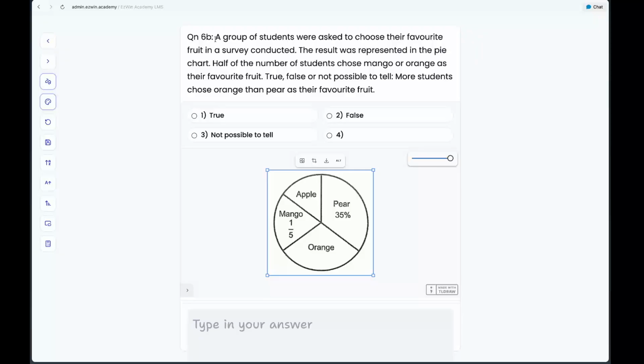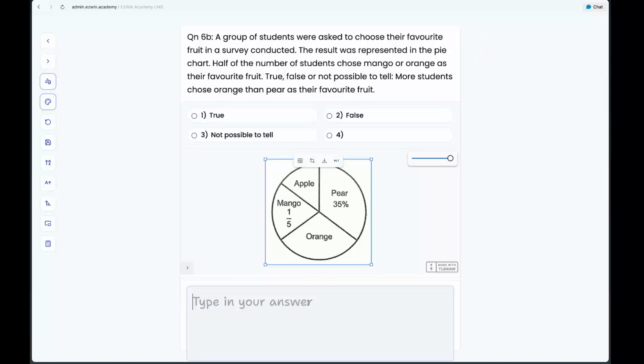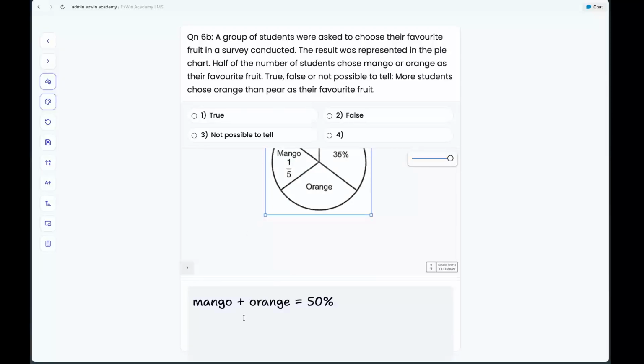The question 6, part B. So this is a true, false, or not possible to tell question. Half of the number of students chose mango and orange as their favorite fruit. So, according to this statement, more students chose orange than pear as their favorite fruit. So, we know from the question, mango or orange, and you can refer to the pie chart as well, we know that this is half of 50%. So, we want to find out mango, because if we find mango, we are able to find orange.